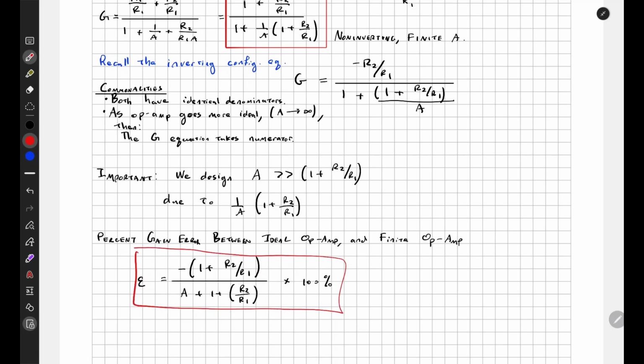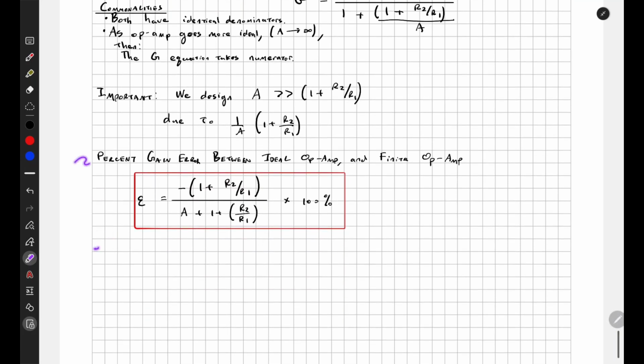Okay. And also, for the sake of sanity check, if the op-amp was ideal, so this was infinity, then this whole value goes to multiply by 0. So then percent error would be 0 if it was an ideal op-amp.